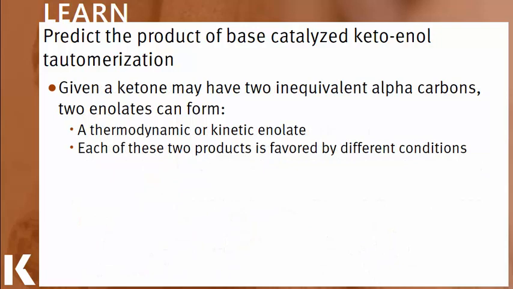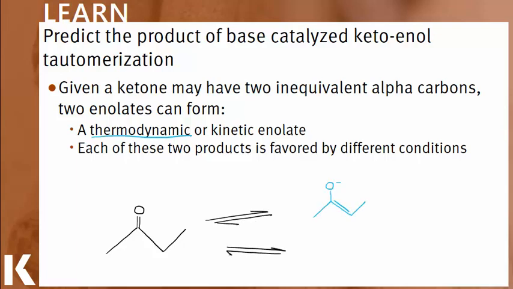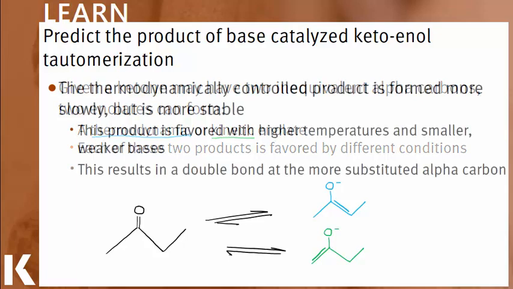But what happens if we don't have a symmetrical ketone? For example, if our ketone looks like this. This could create two potential enolates, a thermodynamic product resulting in an enolate that looks like this, or a kinetic product where the enolate looks like this. Notice the double bond is the only placement that differs between the thermodynamic product and the kinetic, and certain conditions favor one product over another.